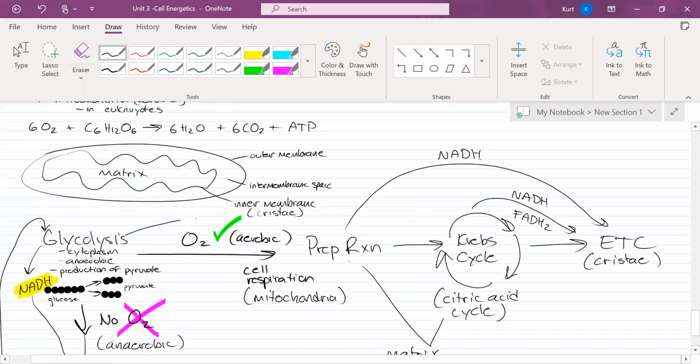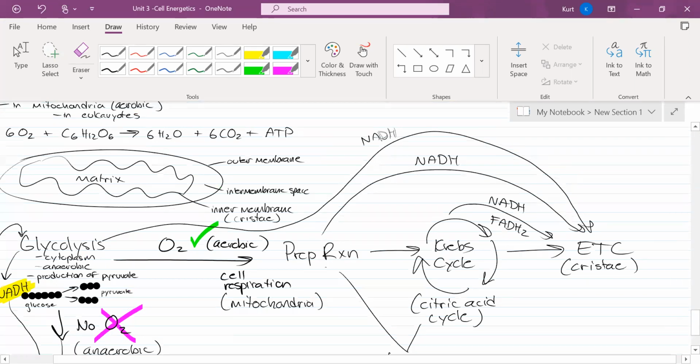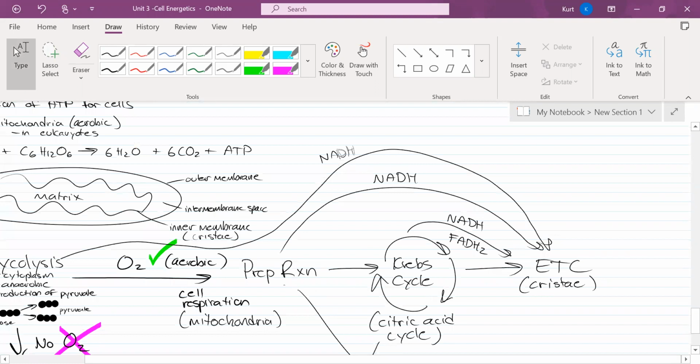And I'll try to draw my NADH. I know I'm really stretching it. This is looking really complicated. I apologize, but that's just how this goes. NADH is made by glycolysis, it is made by the prep reaction, and it is made by the Krebs cycle, all to go to the electron transport chain. FADH2 is made only in the Krebs cycle.